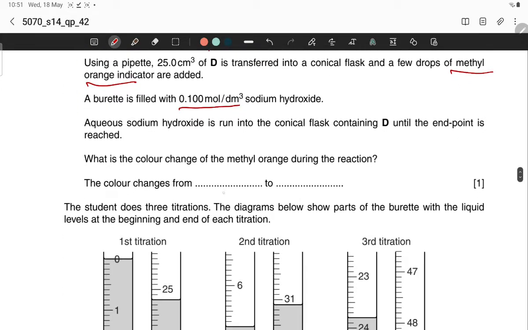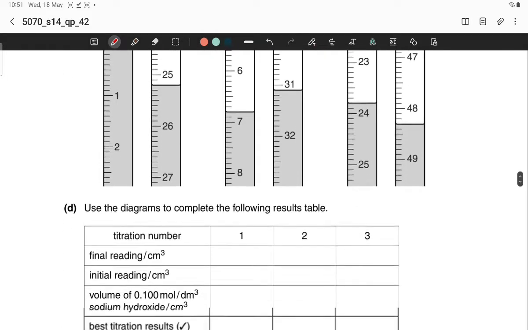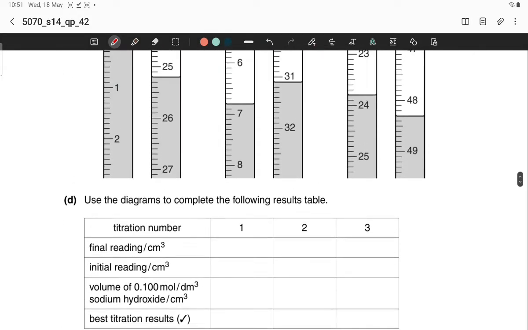What is the color change of the methyl orange during the reaction? The color changes from red to yellow because methyl orange is red in acid while yellow in sodium hydroxide. So this is red to yellow. Always state the color change starting from the flask, after the liquid enters the conical flask from the burette. Now next is to fill the table.